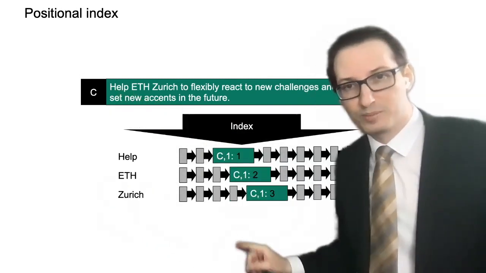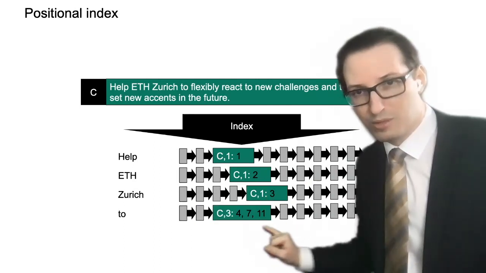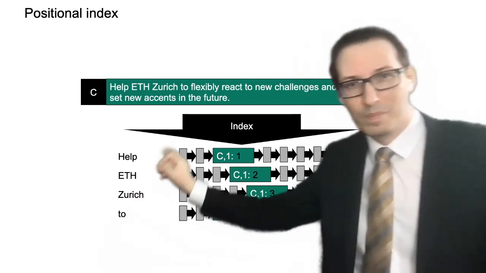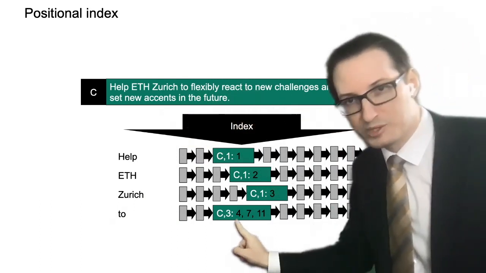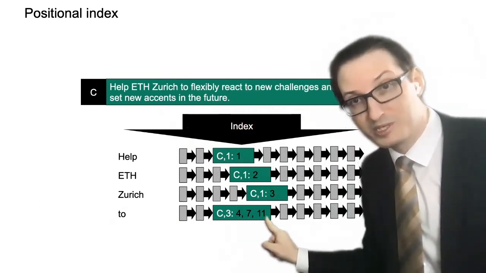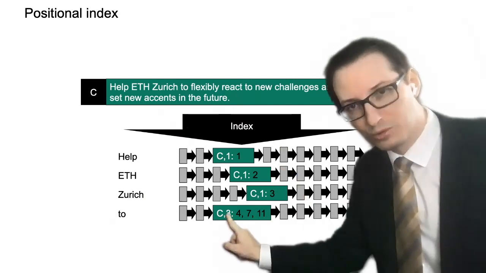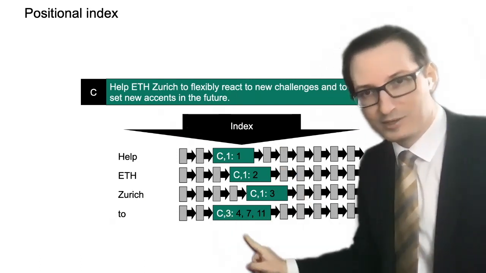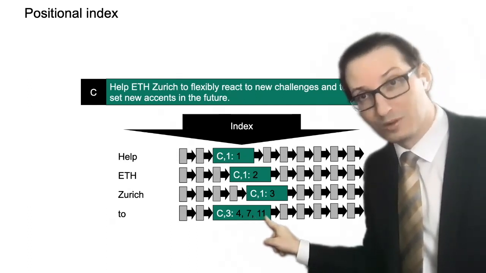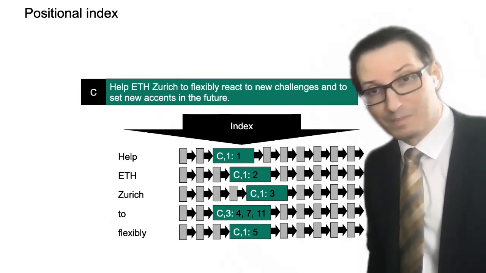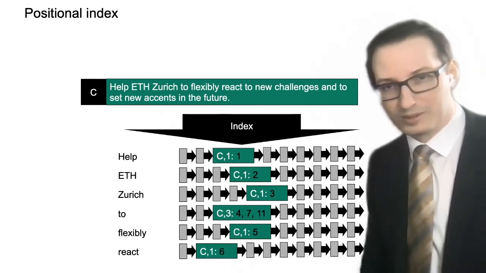Then ETH, position 2, Zurich at position 3. And here that's interesting too: it's at position 4, position 7, and position 11. 3 times in total, right? So this is why I put a 3 here. So you see, this is a positional posting, this is a positional posting, and this is a positional posting. Okay, then we have flexibly and so on, and we continue.